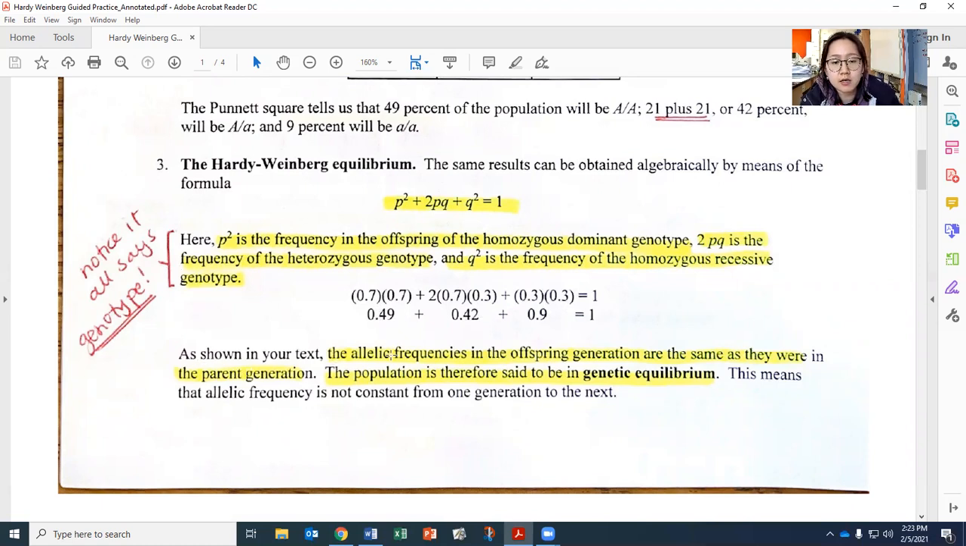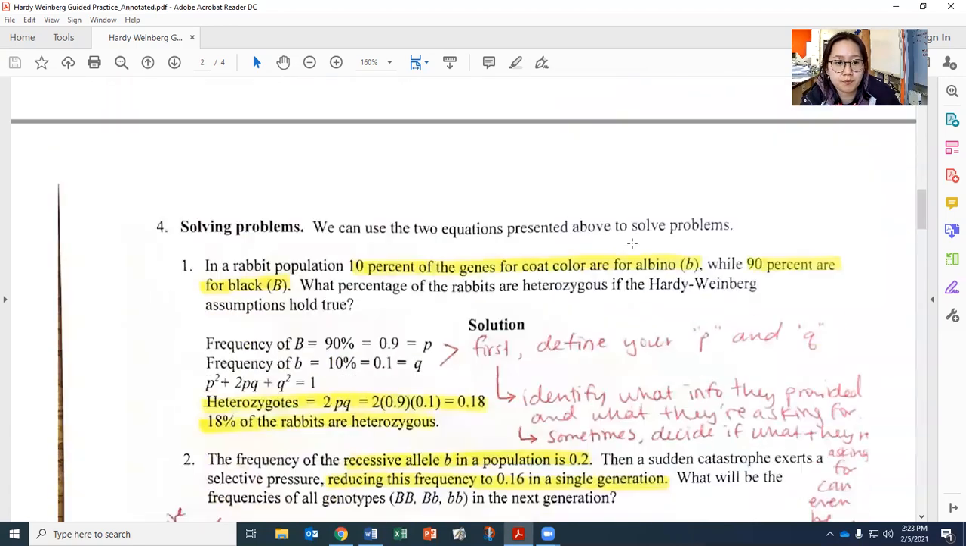As shown in your text, the allelic frequencies in the offspring generation are the same as they were in the parent generation. The population is therefore said to be in genetic equilibrium. This means that allelic frequency is not constant from one generation to the next. So you don't have to have a constant frequency of your alleles or the same exact number from generation to generation in order to be in equilibrium, as long as you are still following p squared plus 2pq plus q squared equals 1. If that still works out, then you are still in equilibrium.